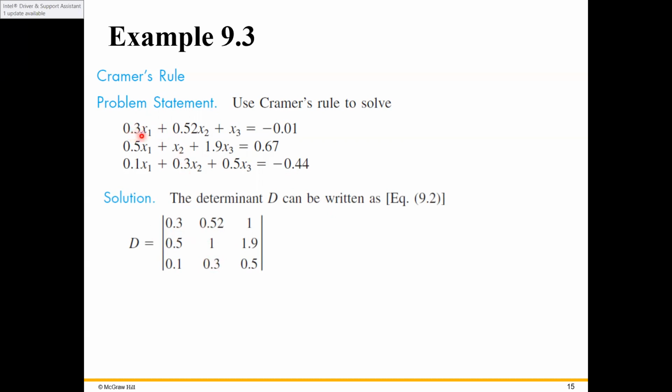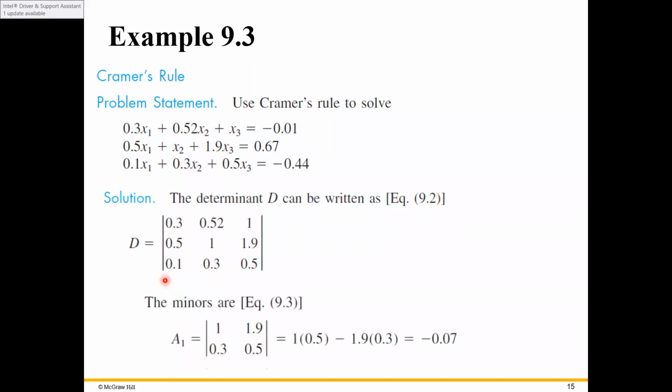So 0.3, 0.52, 1, and 0.5, 1, 1.9, and so on, that means all the sets of coefficients. Remember that for the determinant we use straight lines, but for matrices we use brackets. For the hand calculations, first of all we will find the minors.